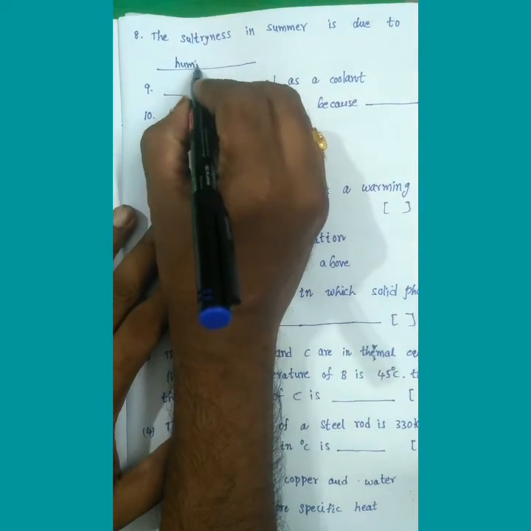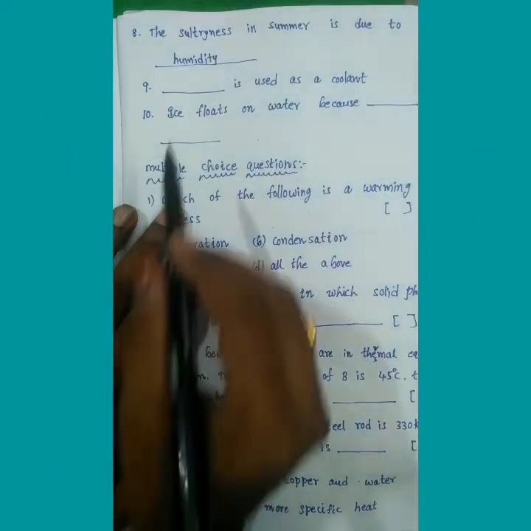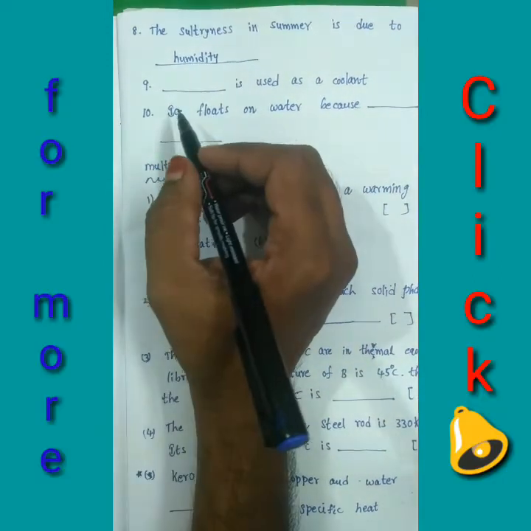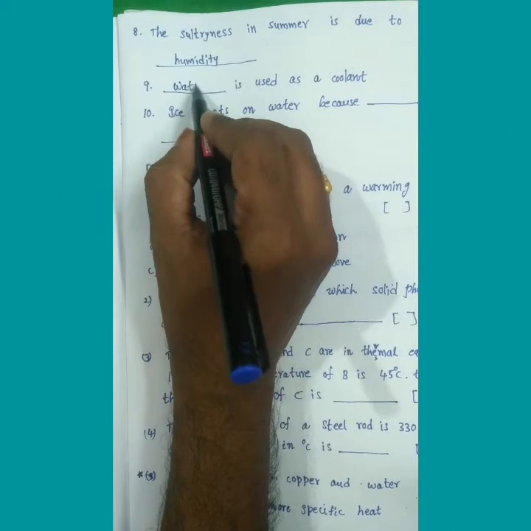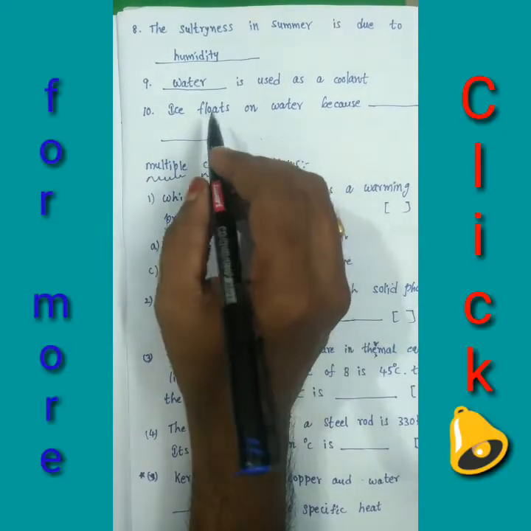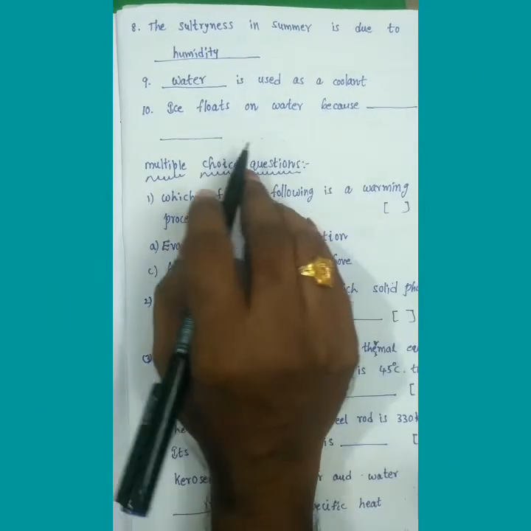The sultriness in summer days is due to humidity. We feel that sultriness because of the humidity. Dash is used as a coolant. For example, if the radiators are heating, we use a coolant, and that coolant is water. Why? Because the specific heat of water is more. That's why water is used as a coolant.